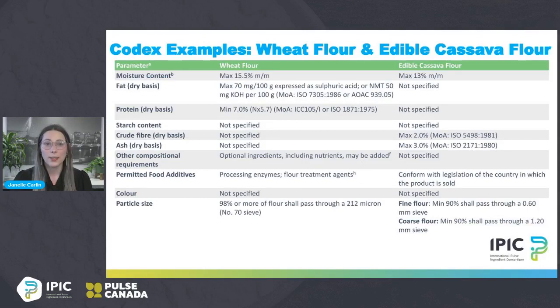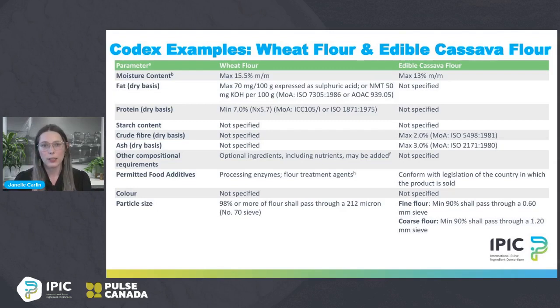Taking a look then at the specifications for these ingredients, here is just two examples. One looking at wheat flour, one looking at cassava flour. And you can see there's various levels of detail here from ingredient to ingredient, just in terms of what the specifications are for that particular product.